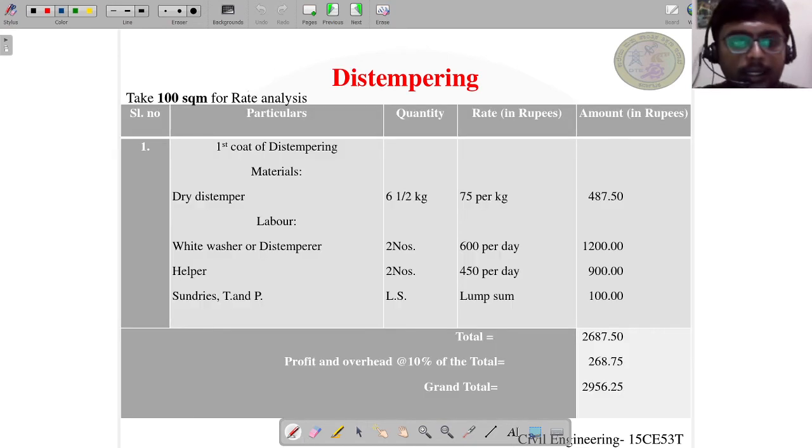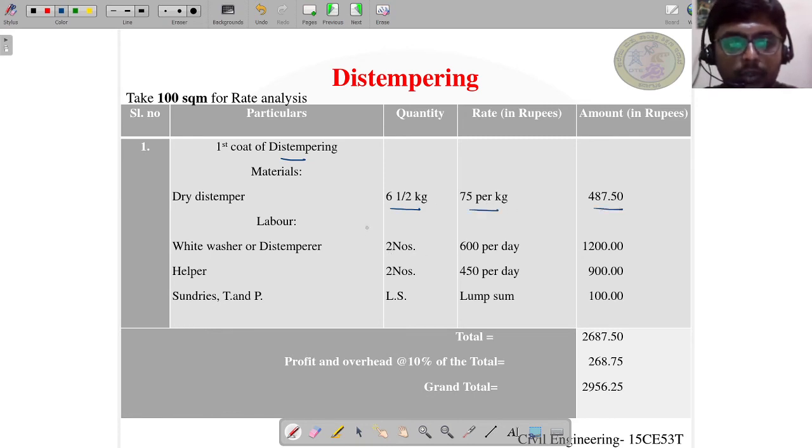Okay, here let us start the rate analysis of distempering. Here we have taken 100 square meter. As I already said, we take this known quantity because we know, to carry out 100 square meter of distempering work, how many distemperers and how many helpers are needed, based on experiments and experience. So that is why we take known quantities. For the first coat of distempering, we need a quantity of 6.5 kg of dry distemper at the rate of 75. So we get the total amount.